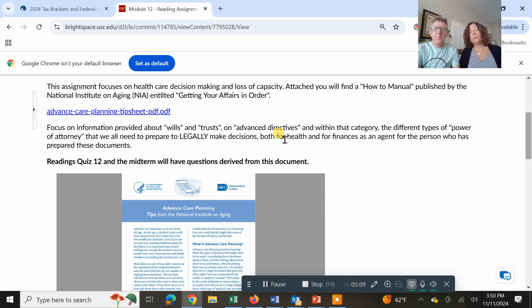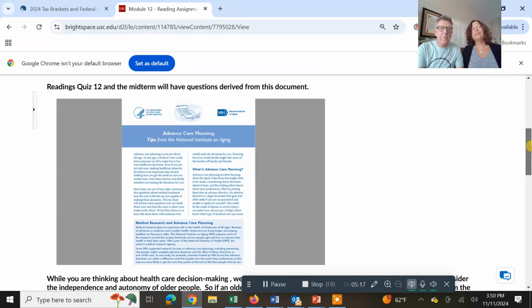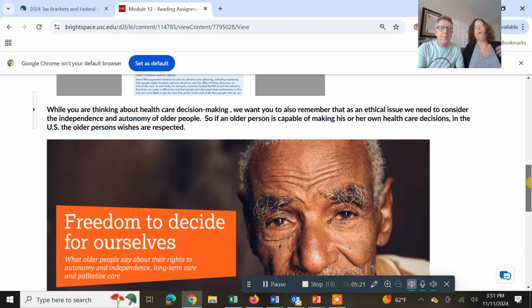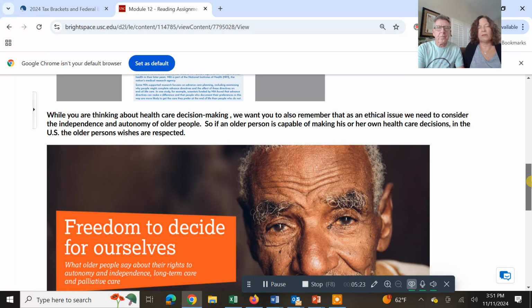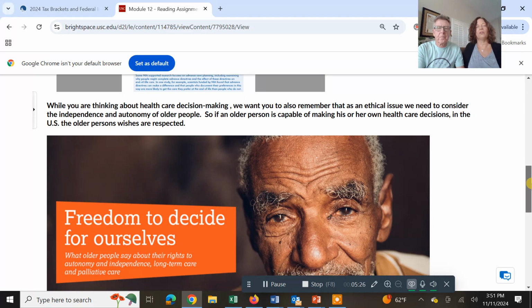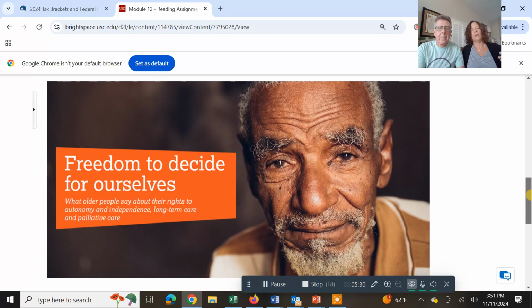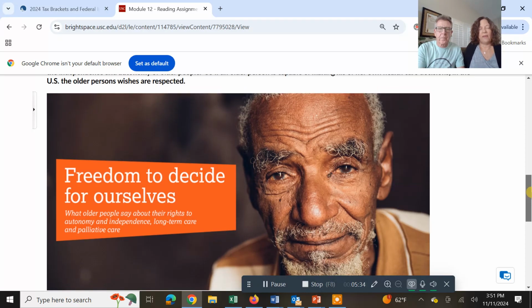So one way to do this is to create something called a living will, where you say to your doctor in a document, if I'm dying, this is what I want to have happen to me. I want heroic measures taken, or I don't want heroic measures taken. I want to be on a ventilator. I don't want to be on a ventilator. I want nutrition, hydration. I don't want nutrition, hydration. And so you can put that in a document and provide that to your doctor.